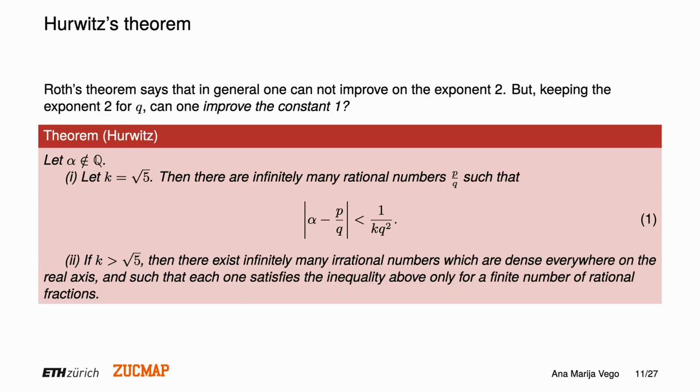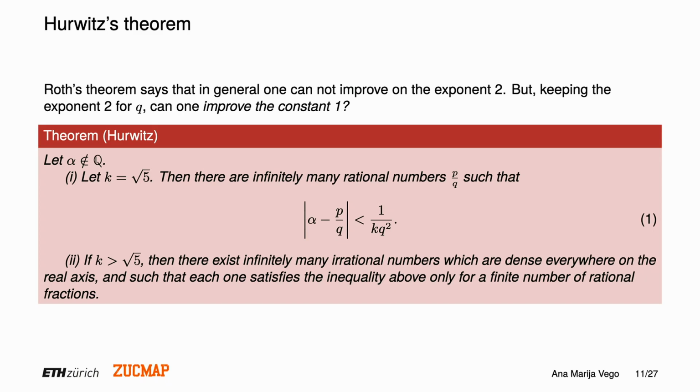And Hurwitz made the first step in that direction, how one can prove that. And he said, if we take an irrational number, and this funny constant k equal to square root of 5, then there exist infinitely many rational numbers p over q such that we have this inequality, where now on the right-hand side we have 1 over k times q squared. Okay, so a constant has appeared.